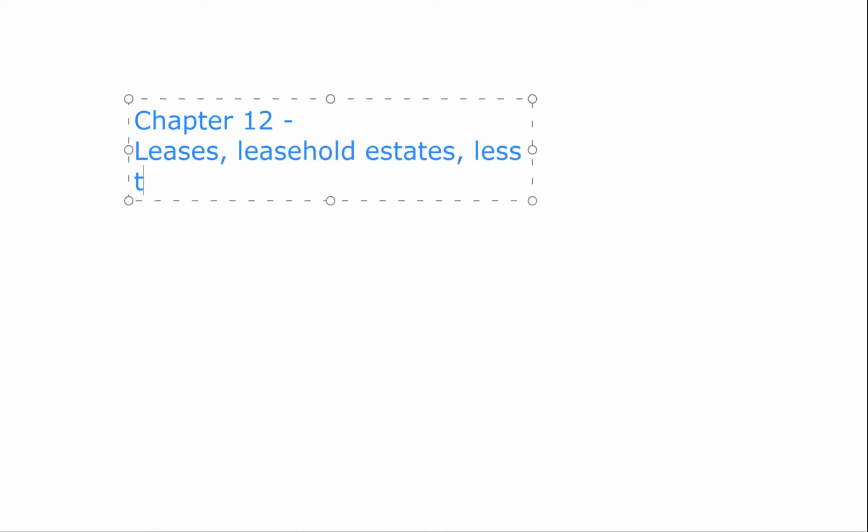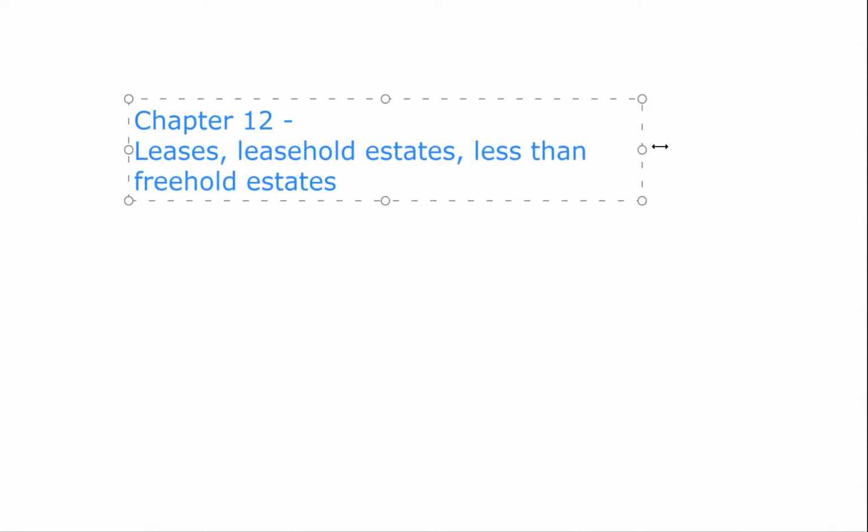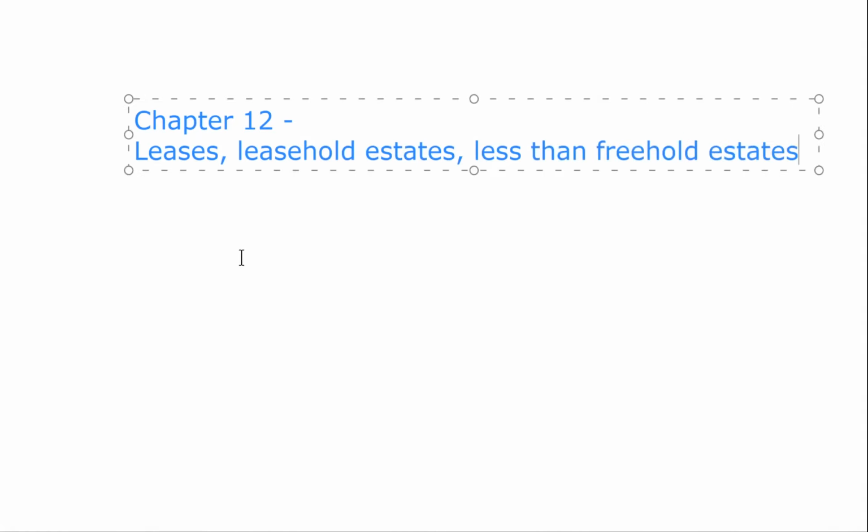So tonight what we're going to be doing is going over chapter 12. This is, again, basically my summary of chapter 12, where we're going to be going over leases, okay, and leasehold estates, or less than freehold estates. Okay, so we're going to be going over what you need to know as far as that is concerned.